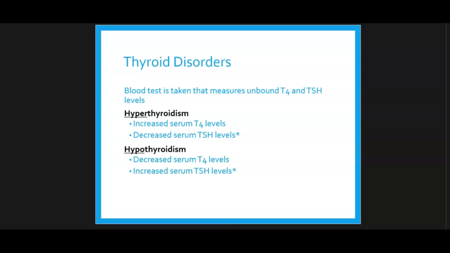Talking about thyroid disorders, we have two main disorders. You can either be hyperthyroid, which means you have increased serum T4 levels and decreased serum TSH levels, or you can be hypothyroid, which means you have low T4 levels but high TSH levels. You can relate this back to that negative feedback. If there's lots and lots of T4, you're not going to have a lot of TSH, and vice versa.